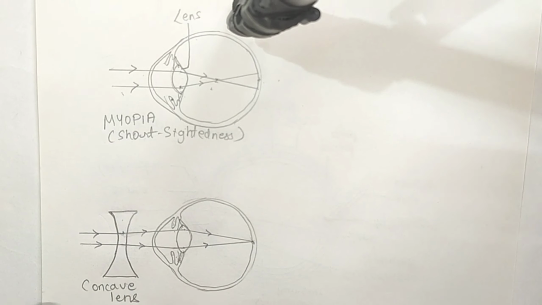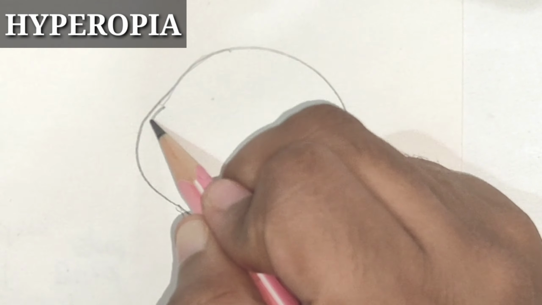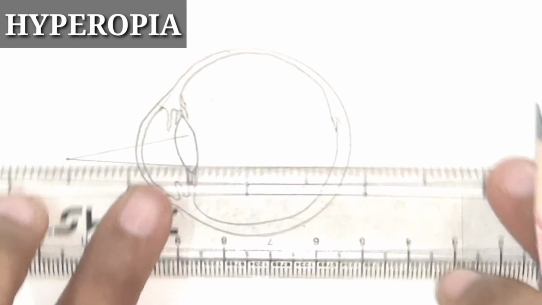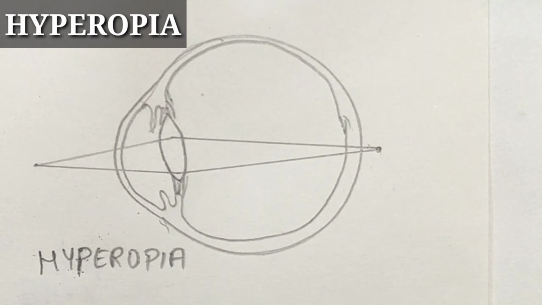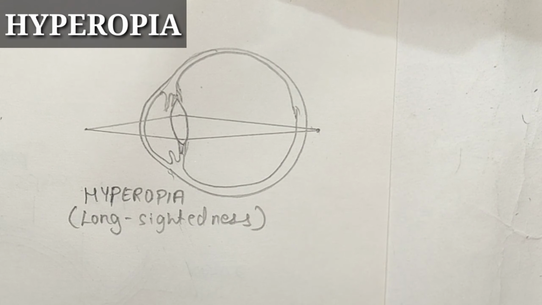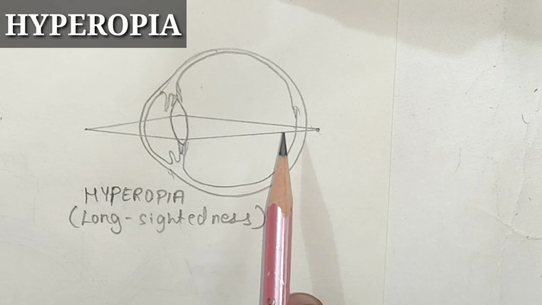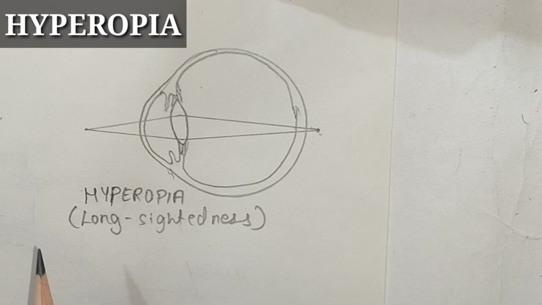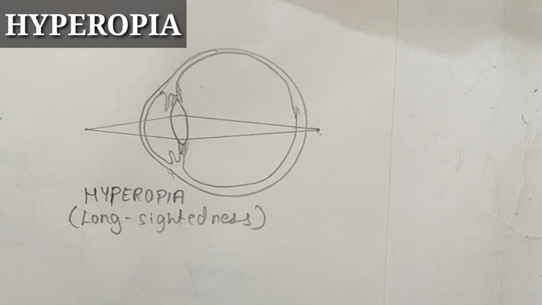Now let us see the next one, that is hyperopia. This is hyperopia or long-sightedness. In this diagram, how will you identify this is hyperopia? The image is formed behind the retina. Retina के पीछे form हो गया image. In this condition, a person can see distant objects clearly, but nearby objects cannot be seen clearly, or simply nearby objects appear blurred.